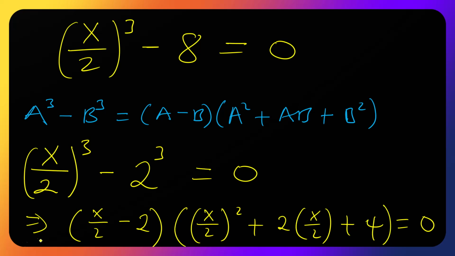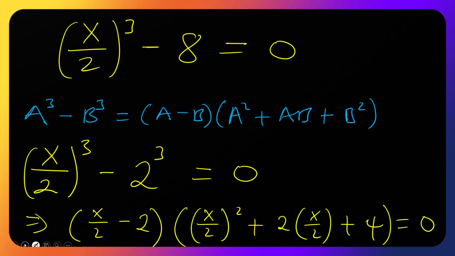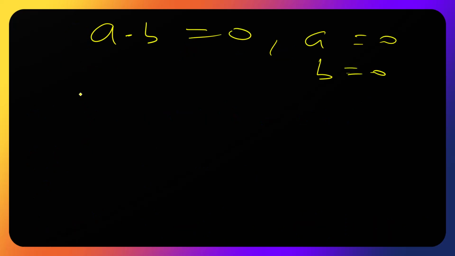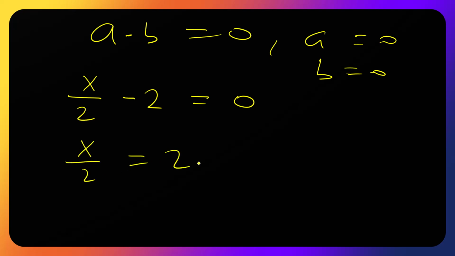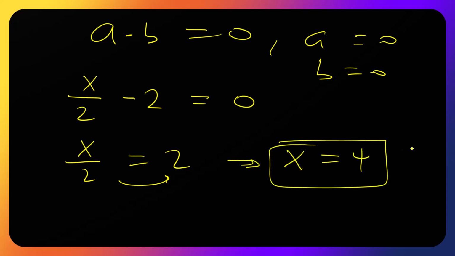Now let's understand that a times b equal to 0. It means a equal to 0 or b equal to 0. That's the zero product. So we can say that x/2 minus 2 equal to 0. So that will be x/2 equals 2. So this one will multiply. That will be x equals 4. All right, so that's the first solution to the problem.